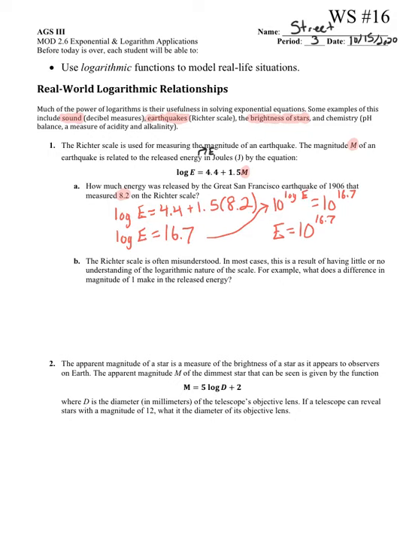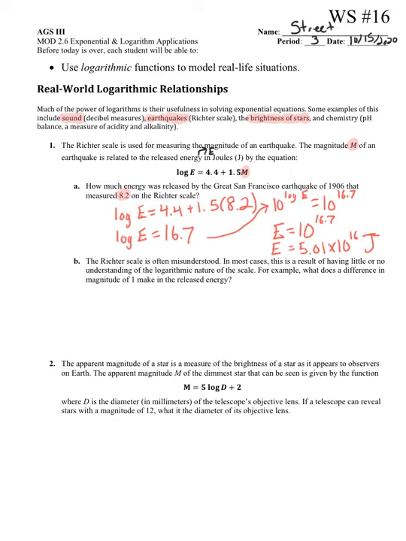And if we want to put that in scientific notation, we can. We just literally put in 10 to the 16.7 in our calculator, and it's going to give us something that looks like 5.01 times 10 to the 16th, and then we'll put J for joules. So that's how much energy it produced.